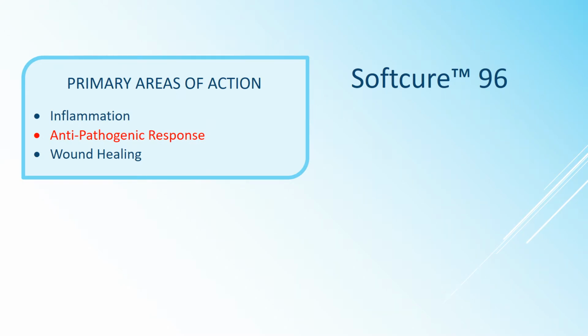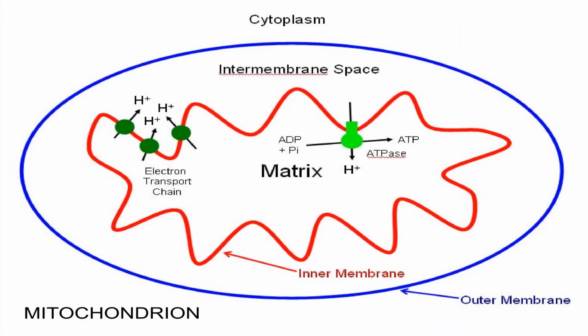The second primary area of action of LLLT is anti-pathogenic response. In order to discuss the antipathogenic response, we need to examine the mitochondrion. Mitochondria consist of an outer membrane and an inner membrane surrounding the matrix.